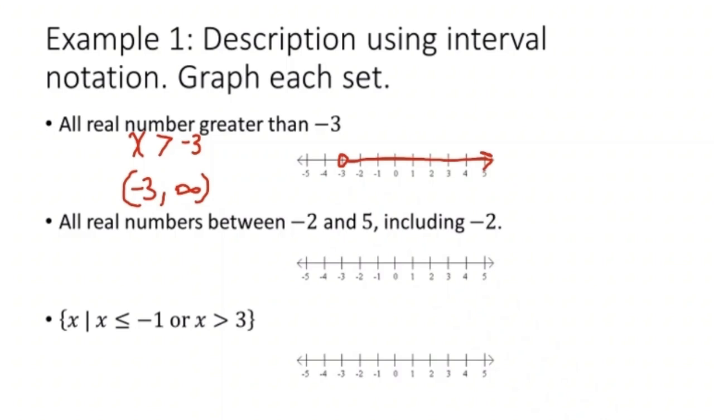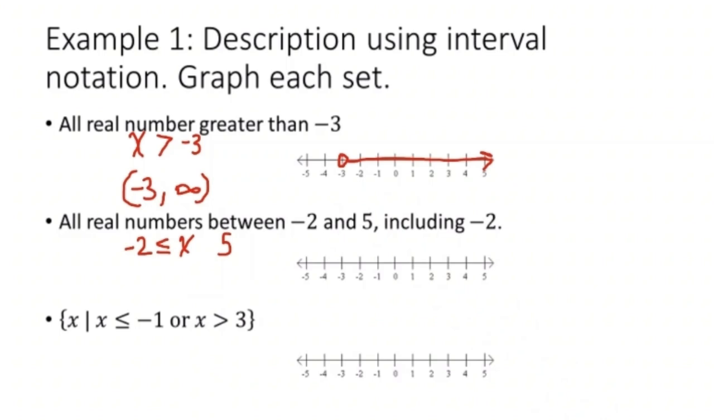Next, we're going to write all real numbers between -2 and 5, including -2. So just like before, we're going to let x be our real number, and we know that's going to be between -2 and 5. Now we're told we're including -2. For our inequality sign, we're going to put the less than or equal to, because since x has to be between -2 and 5, x has to be bigger than -2, but because of the word including, x can be -2.